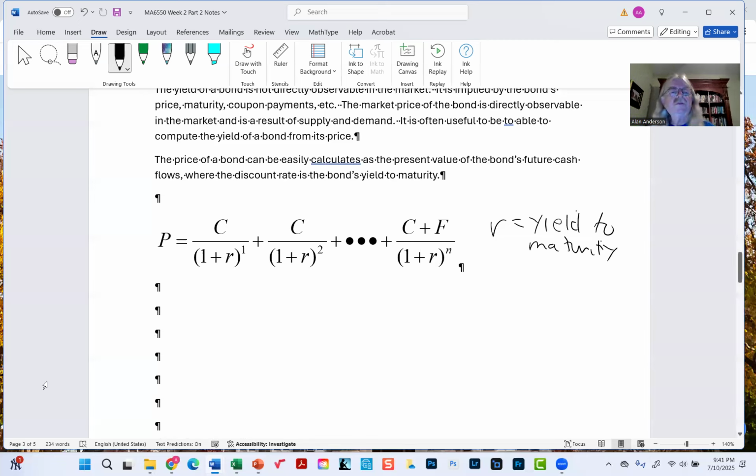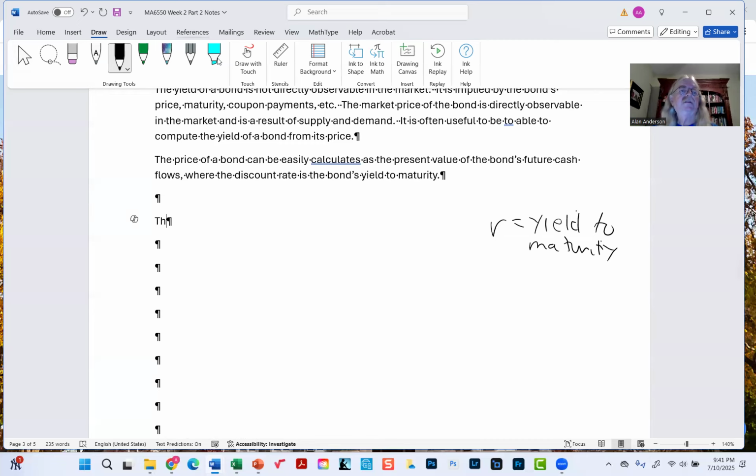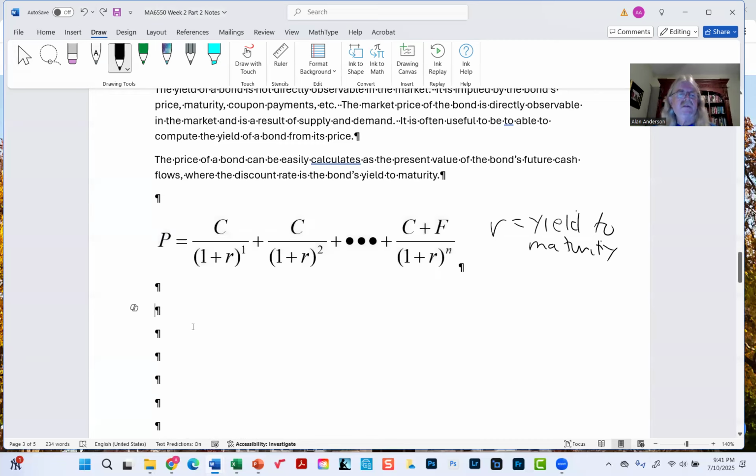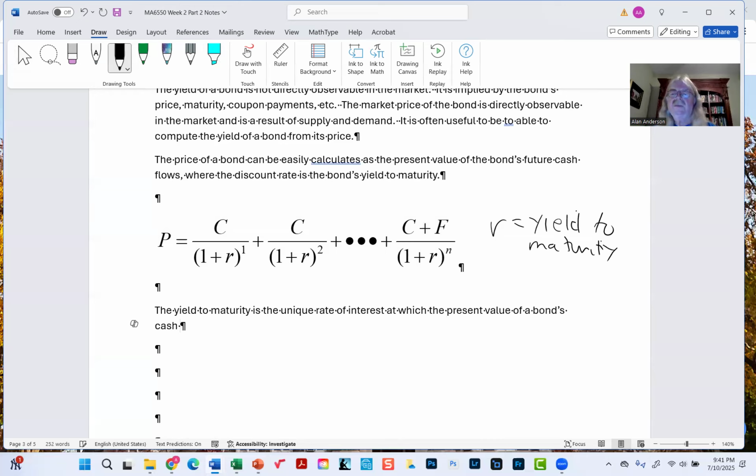And so finally, the yield to maturity is defined as the unique rate of interest at which the present value of a bond's cash flows equals the bond's market price. So in other words, if we tried anything else, if R is too high, that means the bond's price will be too low, and vice versa.